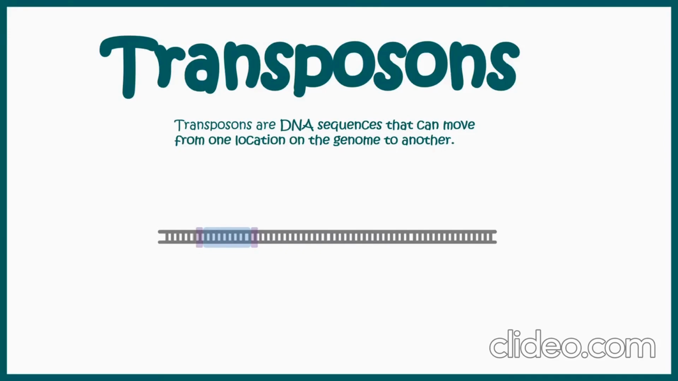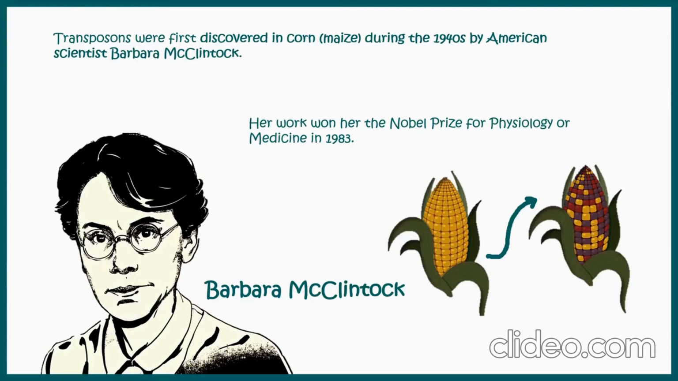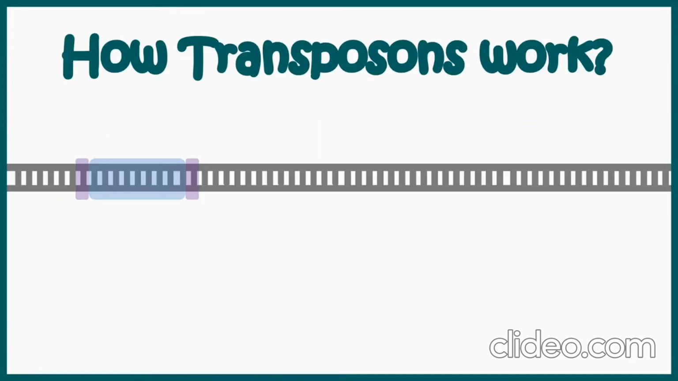Hello everyone, in this video we will talk about transposable elements, which are DNA sequences that can move from one location in the genome to another, and that's why they are known as jumping genes. The pioneering work on transposons came from Barbara McClintock, and for her work she was recognized and awarded the Nobel Prize in 1983. Let us look at how transposons work.